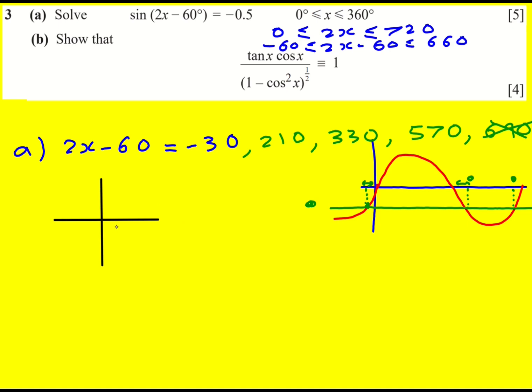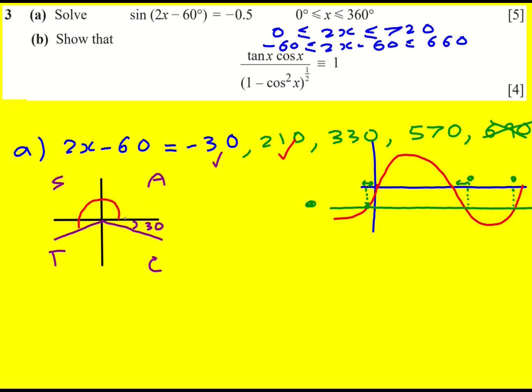If you're using CAST diagrams, so we've got all sausages turn cold. We've got a minus sine, so we're here at the moment, 30 degrees, and we also want to be here. So we've got our minus 30, absolutely fine. And then to get the next one, we would go all the way around here. Sorry, that's not right. Around here, sorry. 180 plus 30 gives us our 210.